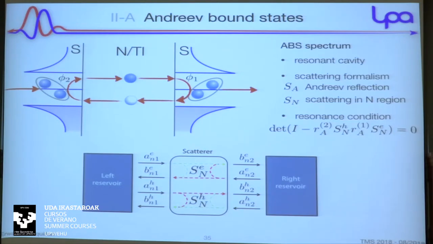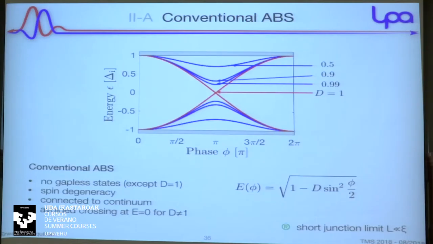Now, what's the difference between a standard Andreev bound state in a standard system and a non-conventional topological Andreev bound state? Well, in a conventional Josephson junction, the Andreev bound states would typically look like this. You would have Andreev bound states which are 2 pi periodic with the phase difference between the two superconducting wave functions, and there would typically be a gap in between at phi equals pi. So you can write this analytically under this form in the case of the short junction limit, where D is a transmission coefficient that characterizes the transparency of the Josephson junction.